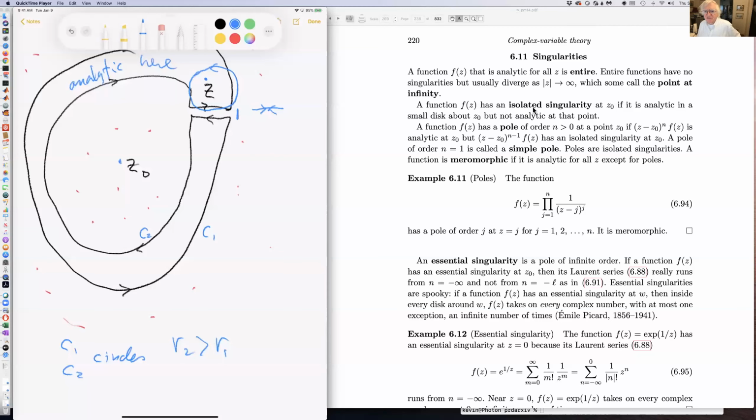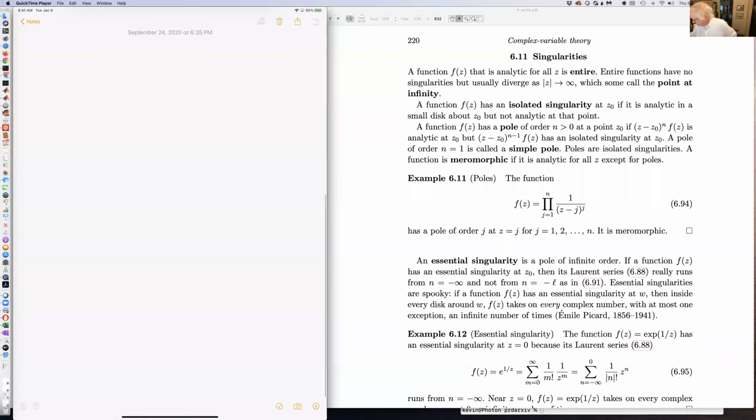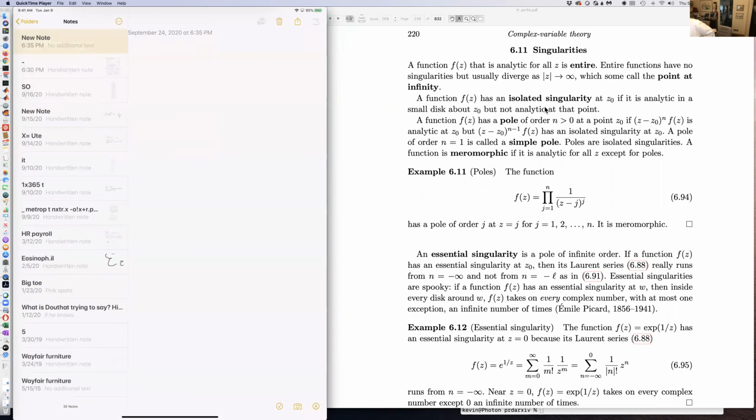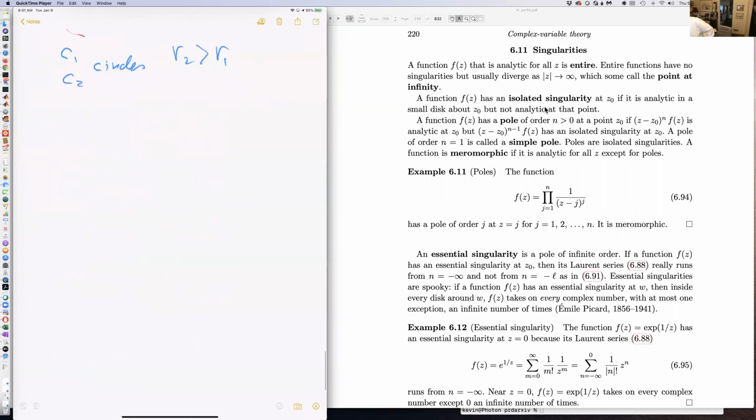A function f(z) has, let me get rid of that menu bar, and also, oops, what happened? We just lost the screen. All right, I just lost the thing and I don't quite know how to get back, but we've only got about 10 minutes left. So let's see if I can get it back. Yeah, there we are. Okay.